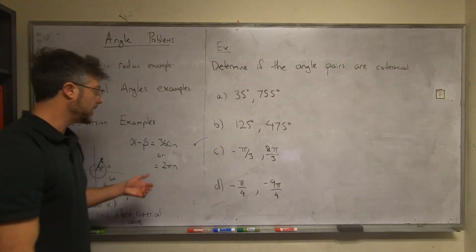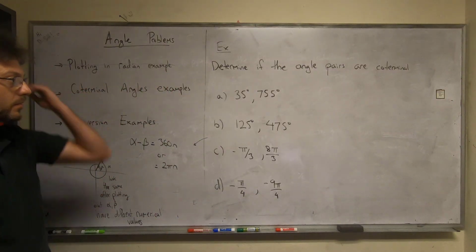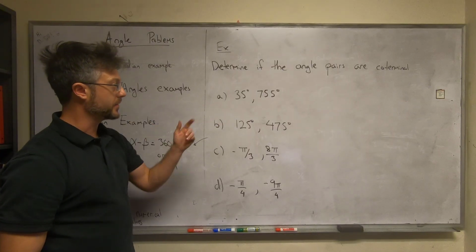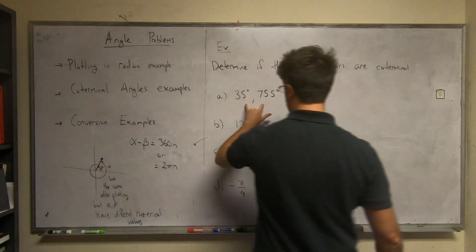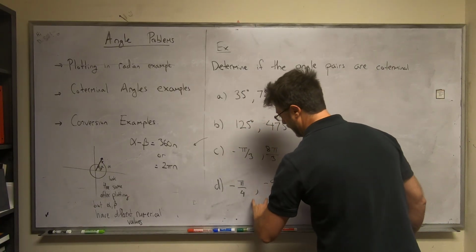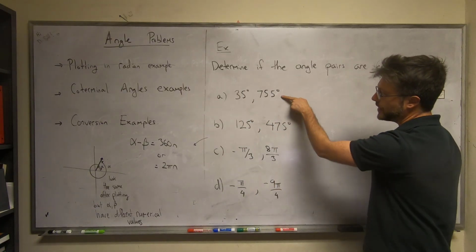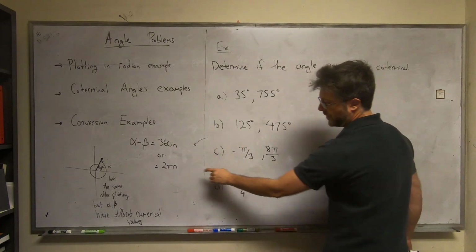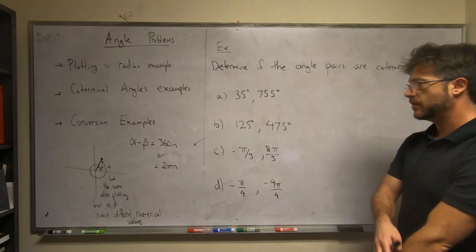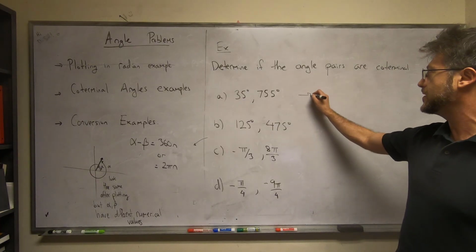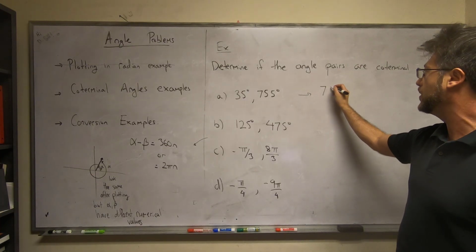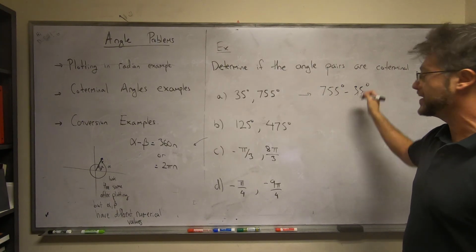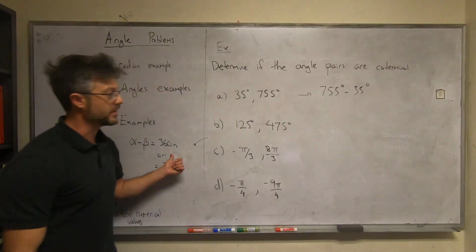So, making use of these equations or ideas, determine if the angle pairs given are coterminal. Okay, so then the solution method is the same for each. We just have to recognize whether or not we are making a comparison in degrees or we are doing this in the radian measure. So the easiest way to go about this is just to take the larger angle and subtract away the smaller angle to see if it is a multiple of 360.